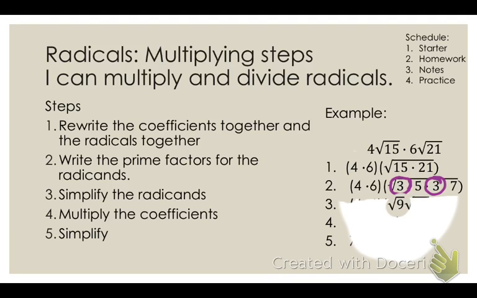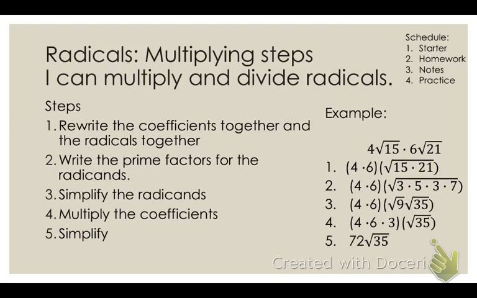Now, I don't have circled the 5 or the 7. So the 5 and the 7 I'm just going to multiply together, and they're going to stay underneath their own radical symbol. And again, I still haven't done anything with our coefficients yet. So they just keep coming along for the ride. Now, we all know that the square root of 9 is really just 3. Okay? So then we're going to multiply our coefficients together. So we have 4 times 6 times 3, and we end up with 72. And then the rest of it is just the radical symbol with the 35 underneath it.